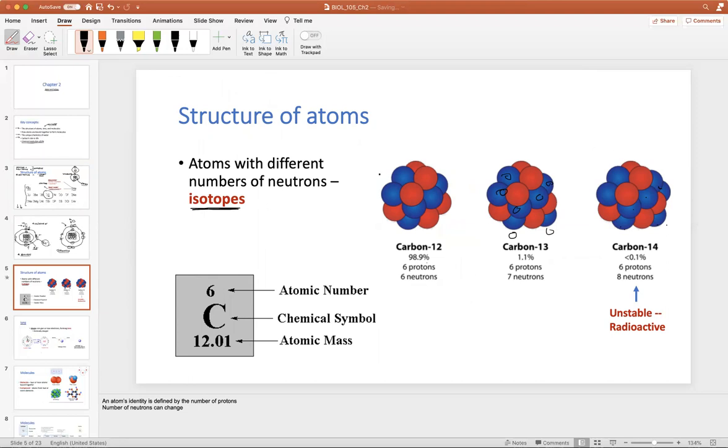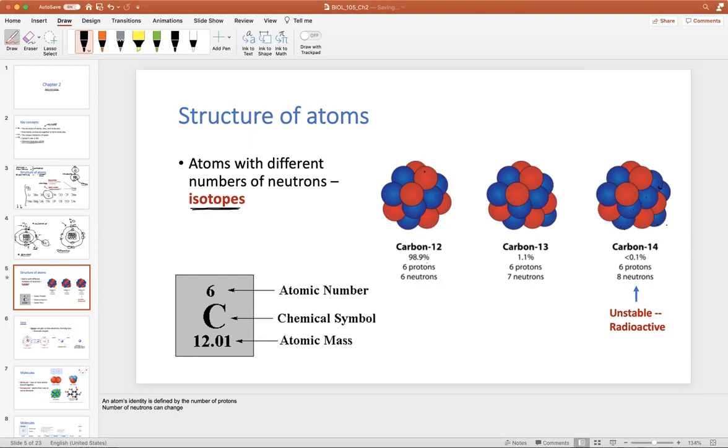In this example, these are all nuclei. Let me do some erasing. I've marked on this in the past. Okay. All right, so these are all nuclei. In this example, we're not going to worry about the electrons for now. So these are just the nuclei of some carbon atoms, okay?